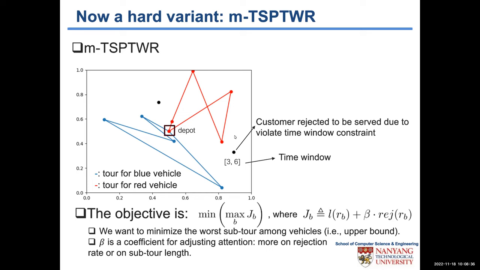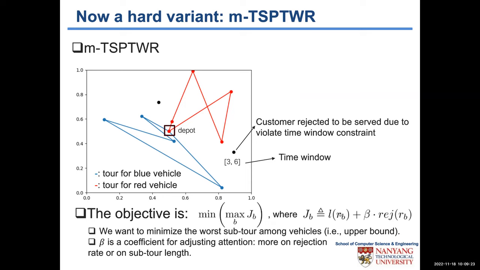So actually the objective is twofold. On one hand, the company wants to serve as many customers as possible. On the other hand, the logistics company wants to find the tour with the minimum travel distance such that the traveling cost is reduced. So we have two objectives here, and in our work, we combine these two objectives into a hybrid loss. The L here represents the distance, the length of the tour. And the second term is a rejection rate, indicating how many customers are rejected based on the current solution.